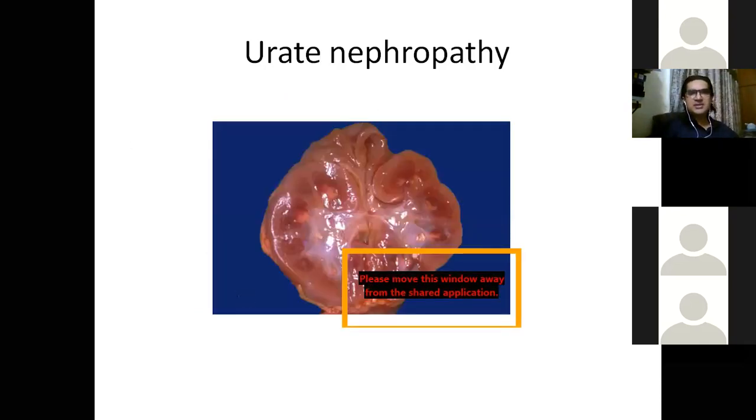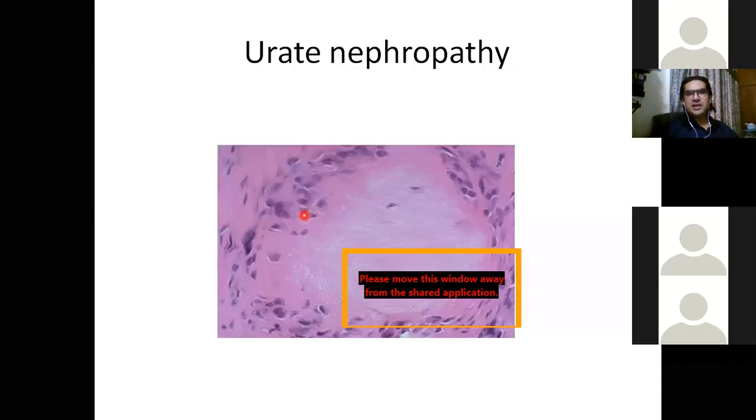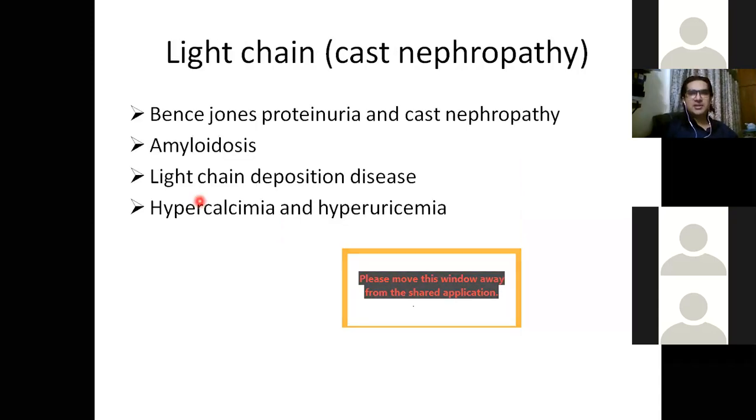So here you can see this is urate nephropathy. These are uric acid yellowish crystals which are deposited in the urine. Again, you can see this is the uric acid crystal which is deposited in the interstitium.